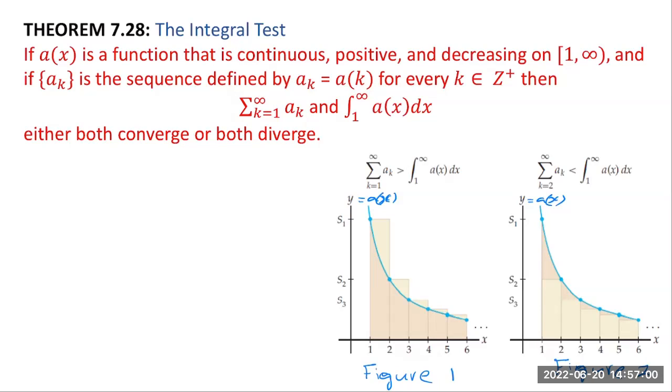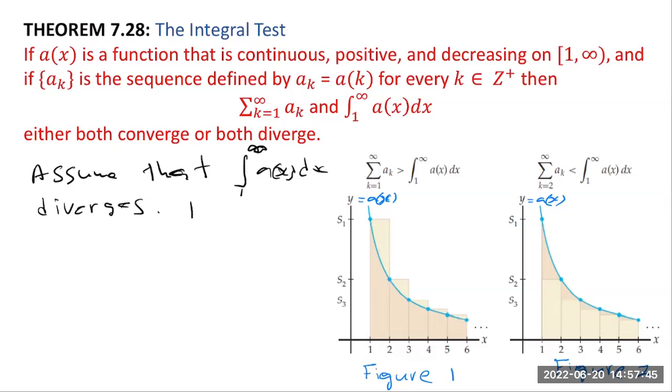Well, to explain that, let me draw the graph of the function a(x). If I draw the graph of the function a(x), it looks like this, right? It's a positive function. We are given that it's a continuous, positive, decreasing function. So it has to be a function like this, going down. It should be positive and it should be decreasing. So if we have a function like this, what is this quantity? Let's assume that the integral from 1 to infinity of a(x) dx diverges.